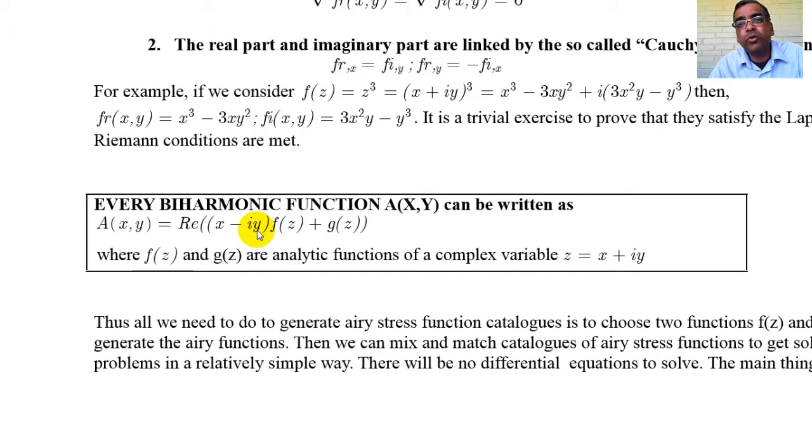And the thing is, it works both ways. Any biharmonic function will automatically can be written like this if the domain is nice. Okay, so all you need to do to generate a catalog is pick a catalog of f of z and g of z and go on generating. That's all. I mean, you don't even have to solve. I told you.